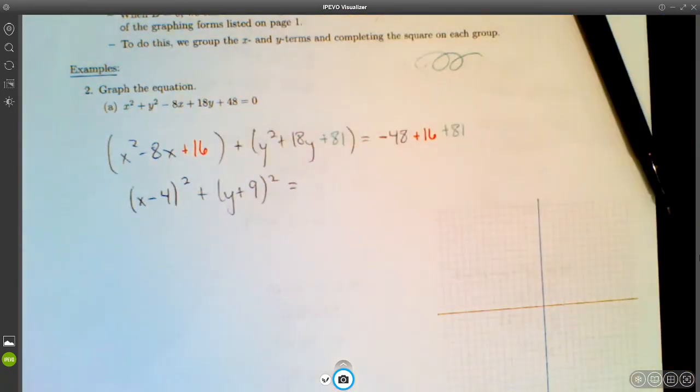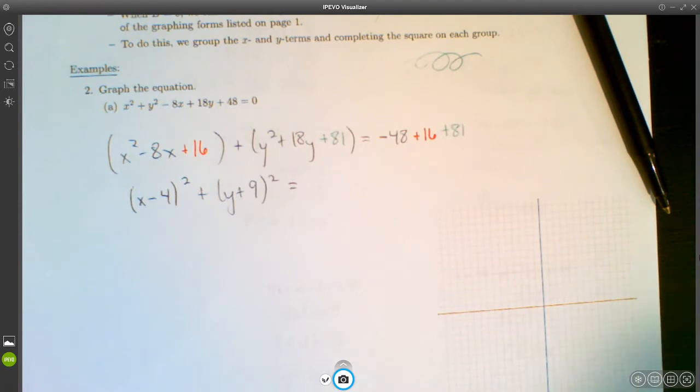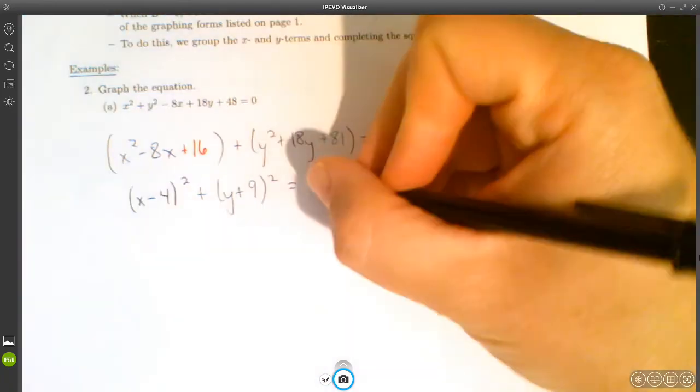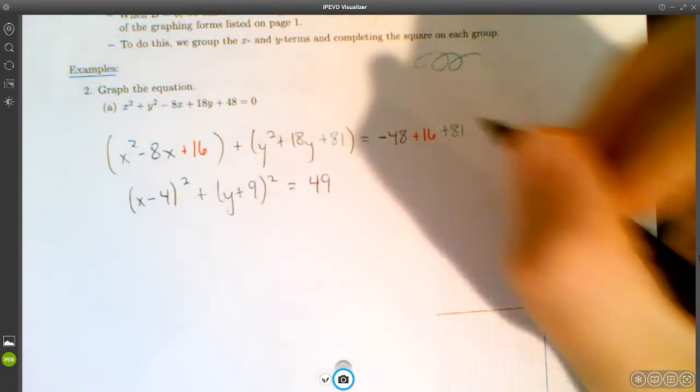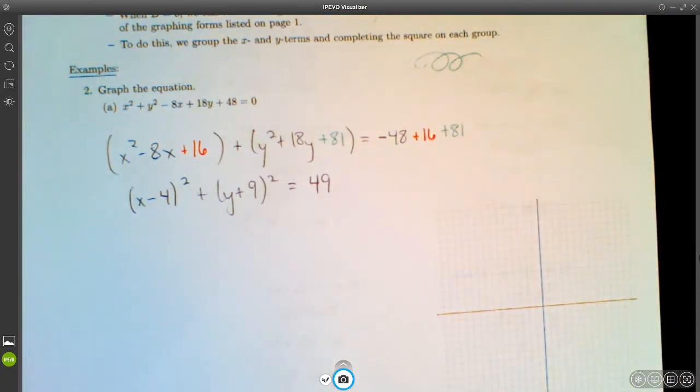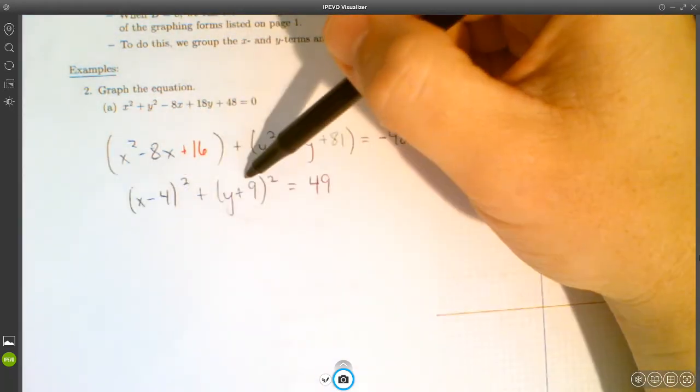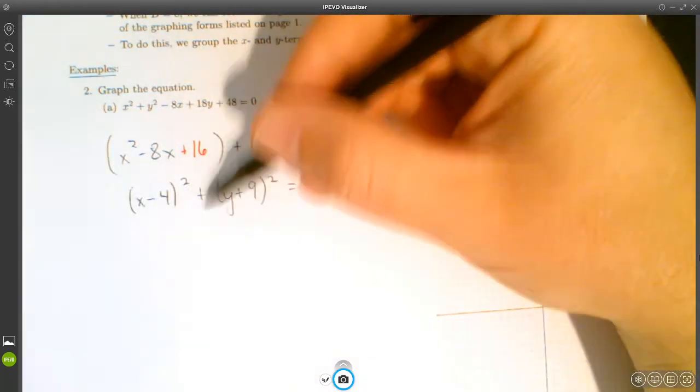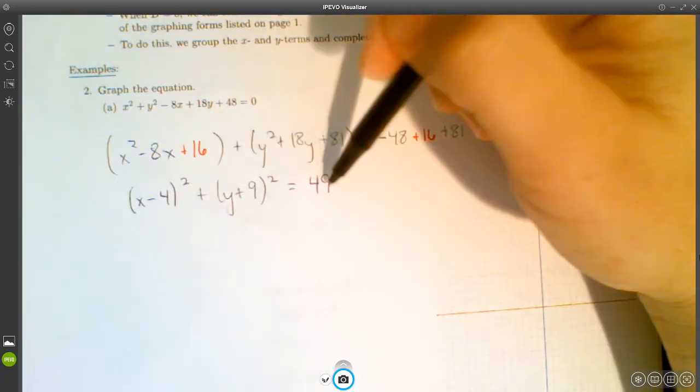And then on the right-hand side, I need to total those things up. So let me get the calculator. We've got negative 48 plus 16 plus 81. That comes out to 49. Now at this stage, we should be able to identify this thing. We're squaring both groups, so it's not a parabola. We've got a plus sign in the middle, so it's not a hyperbola. This must be an ellipse.